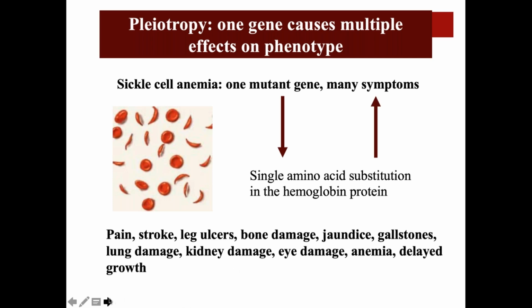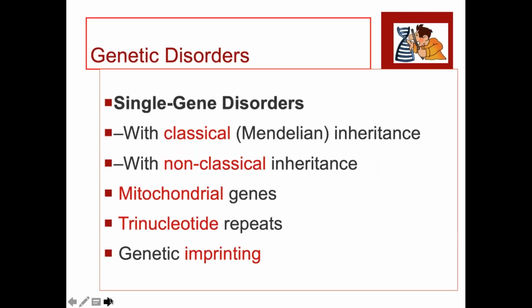So you understood. Penetrance means you have the genotype, you don't express the phenotype. Pleiotropy means a single mutation, but so many different manifestations in so many organ systems occurring between one family and the other family, and the same family also differently. So genetic disorders could be inherited. These were single gene disorders with classic Mendelian inheritance, but you could have non-Mendelian inheritance, mitochondrial genes, trinucleotide repeats, and genetic imprinting.